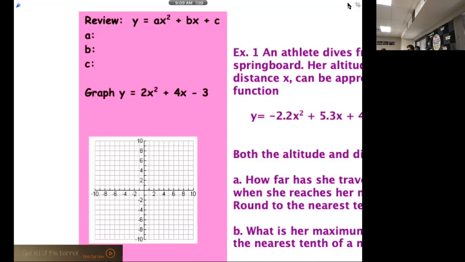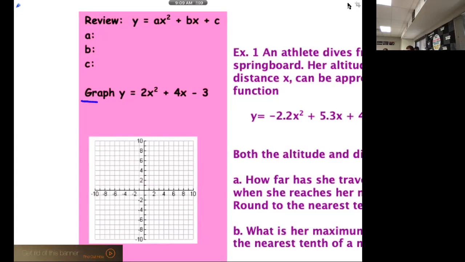All right, now each of those ABCs have different roles to play in the graph of that quadratic function. So let's remind ourselves of what happens. We first of all have to identify the ABCs. So what's my A from the problem, Hunter?